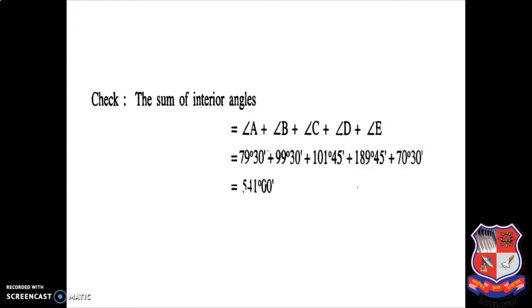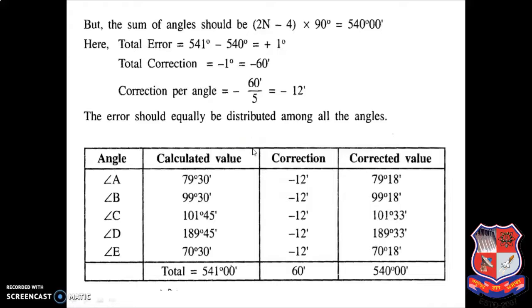So this is the second type of example in which correction is required. You can see I have put all the 5 angles, I have to do the summation also, but I am not getting 540, I am getting 541. So what do I have to do? There is some error. Instead of 540, you are getting 541, means total error is 1 degree positive. Because as per the check (2n minus 4) × 90, you should get 540, but you are getting 541. You are getting 1 degree more.